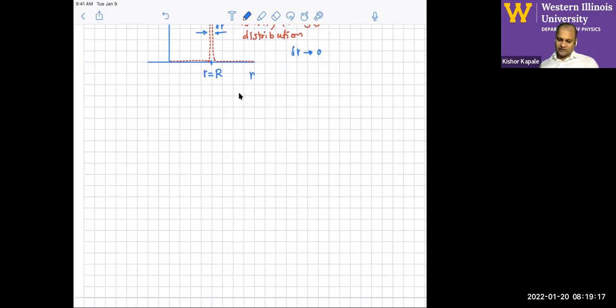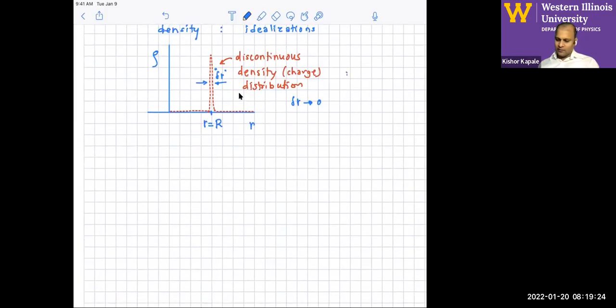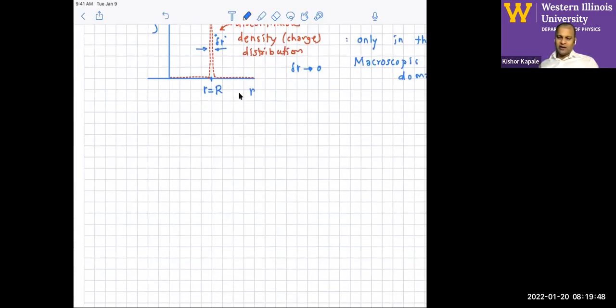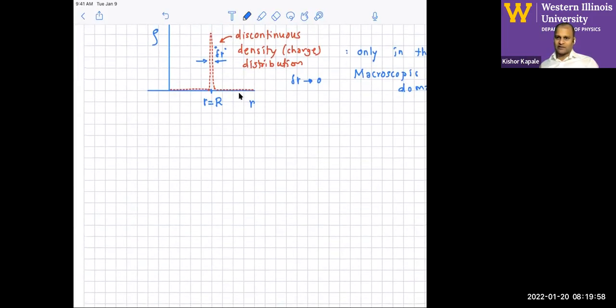If you go to the appropriate distance scale, the microscopic scale, these discontinuities exist only in the macroscopic domain. That means you are working at distance scales where these changes happen so rapidly that if you plot it, just like I did here, you can see rapid changes, right? You will see maybe a step function arise, or this one is analogous to what we call the delta function in physics. So these things arise only in the macroscopic domain.